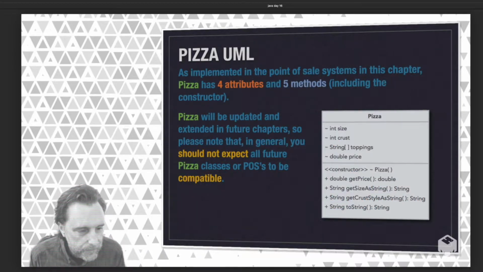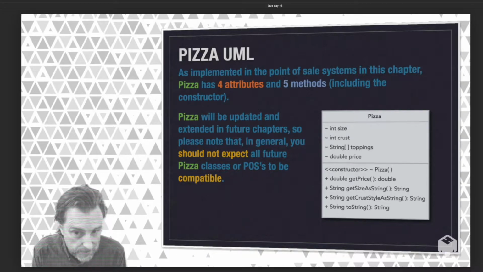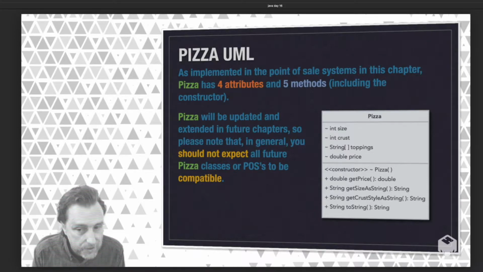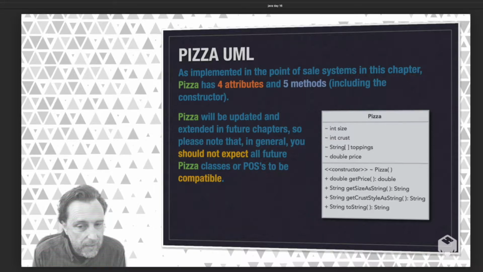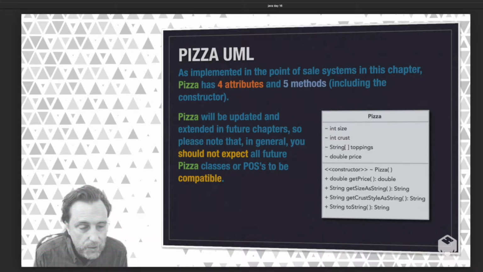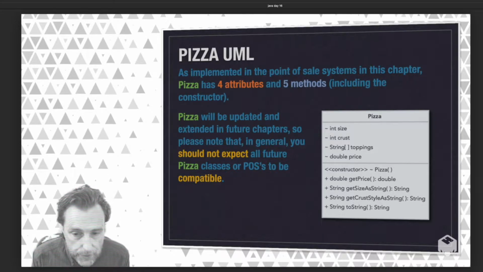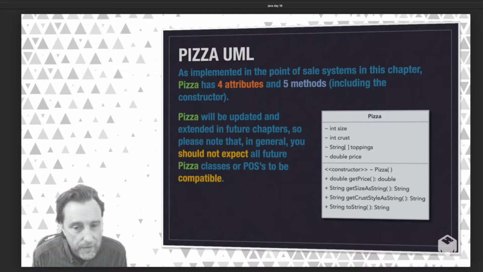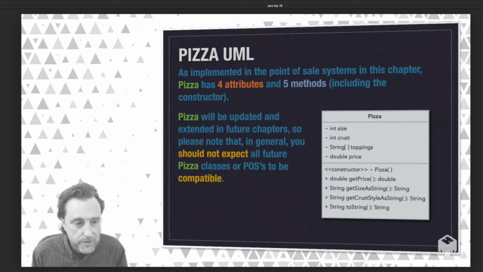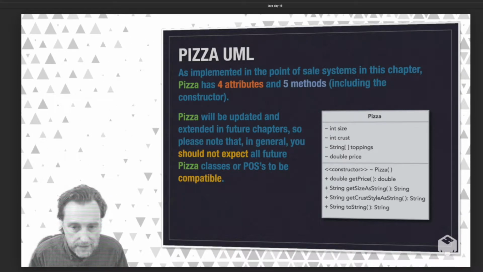And then the UML was the last thing we talked about. The pizza class is going to look like this. It has 4 default or package level attributes: the size, the crust, the toppings, and the price. It has the constructor, which generates the random pizza. And then it has 4 methods: getPrice, which calculates the price; getSizeAsString and getCrustStyleAsString, which convert the integer size and crust style codes into descriptive text; and the method toString, which returns the text description of each particular pizza object.